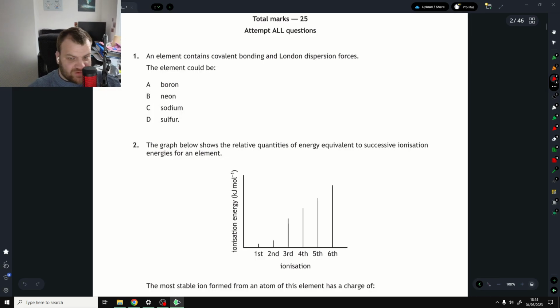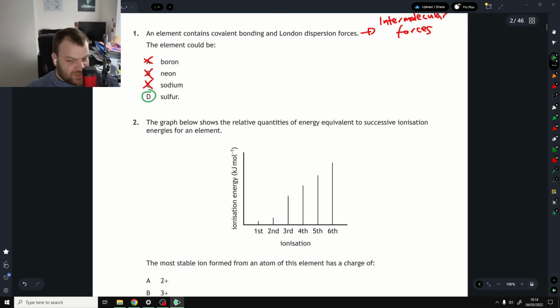Going back to the question, it cannot be B or C. Boron would be a network, therefore would not have LDFs. LDFs are an intermolecular force between molecules. You have to have molecules in the first place. And that means that sulfur would be our correct answer for this question.